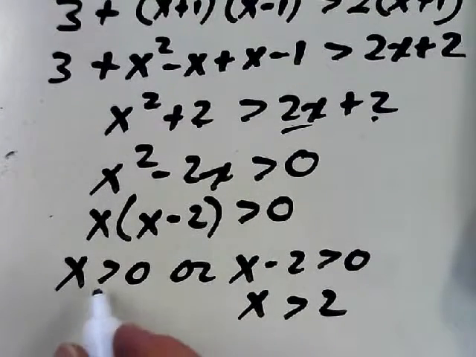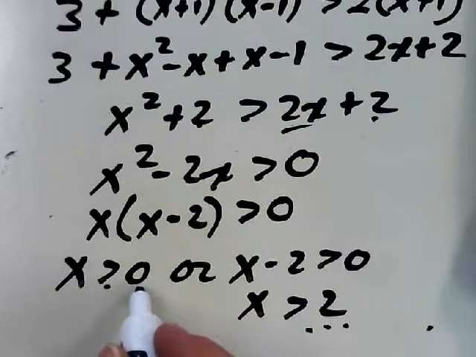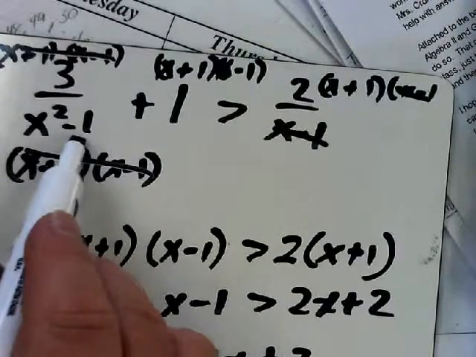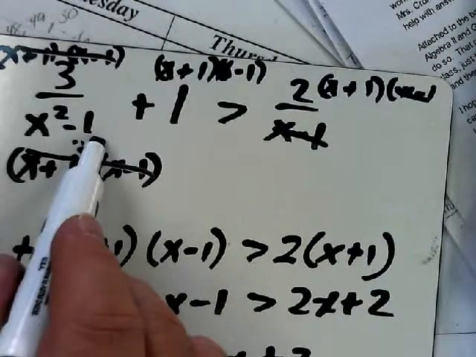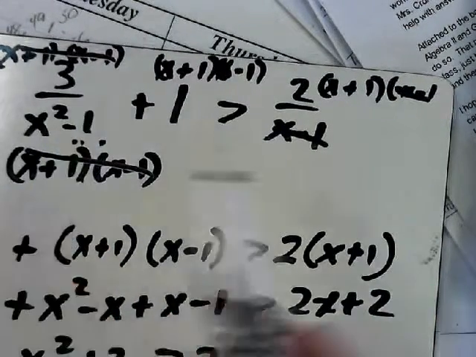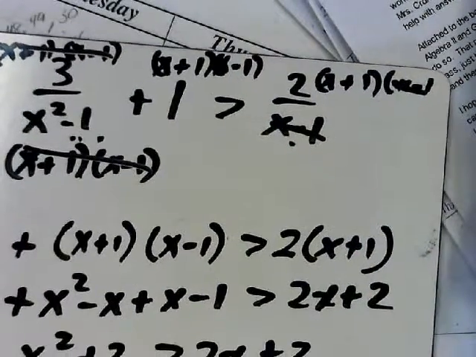Well, I have something greater than 0, something greater than 2. I'm sure all these numbers are going to work. But if I put in a 1, and I go back up into here, 1 squared is 1 minus 1 is 0. I can't have a denominator of 0, right? If I put it in here, I'd have another denominator of 0. Can't have that, so I'd stick with the x is greater than 2.